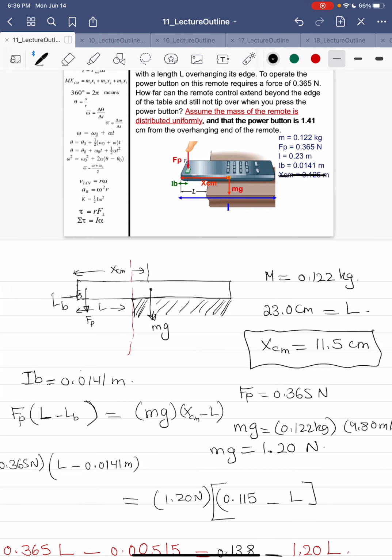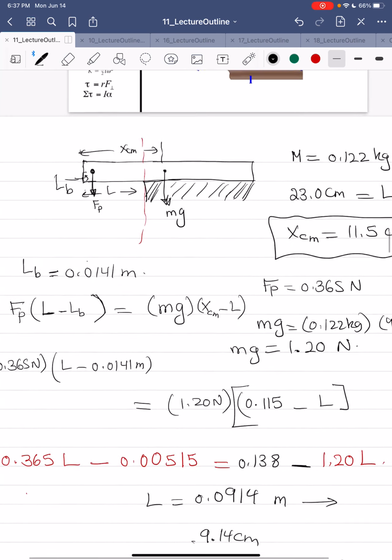I did the drawing, imagining that this is my remote control. I always assume that my objects are uniform. What does that mean? This means that the weight is acting at the center of the object. If I consider the remote control to be rectangular in shape, then this is how it looks. This is going to be the X center of mass, and it is half of the length, 11.5 centimeters. The force that I'm going to apply is going to be here, at a distance we call LP, and I need to convert this from centimeters into meters, 0.0141. The mass of the remote control is 0.122 kilograms.